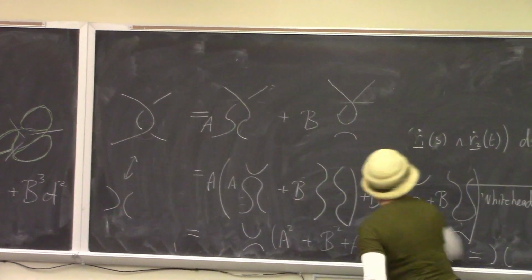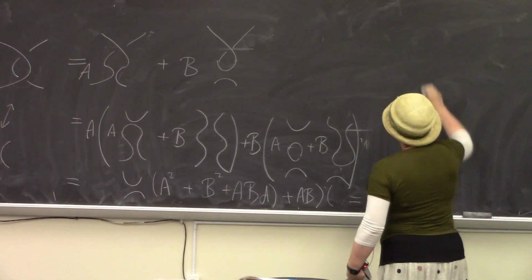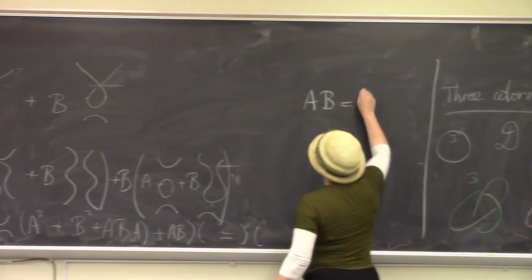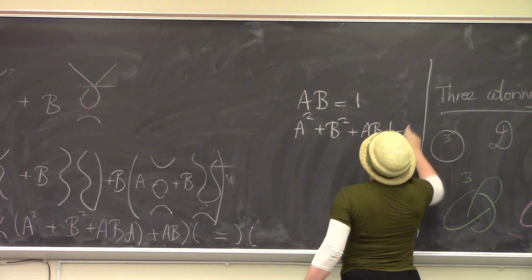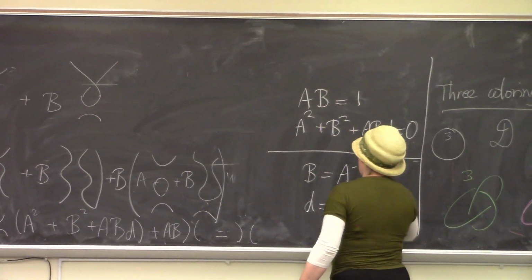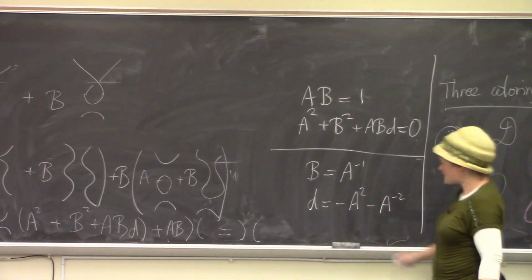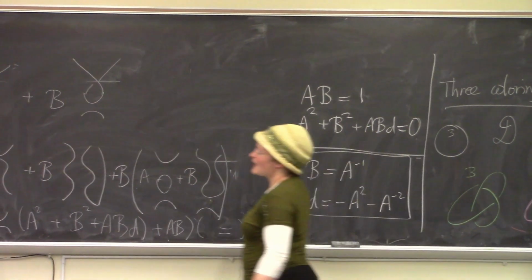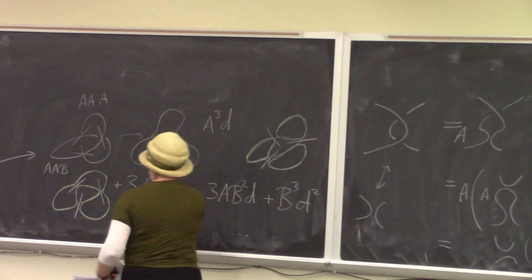Algebraically, when is that going to happen? Algebraically, this is going to happen precisely when this is 1 and this is 0. So you're going to need AB to be 1, and A squared plus B squared plus AB to be 0. Okay, so that means that B is A inverse and D is minus A squared minus A to the minus 3. Okay, so you can go and check the third move and you find that also it will be satisfied under these conditions. So we've now got one parameter. Our invariant is now not a polynomial in three variables, A, B, and D. It's only one variable.